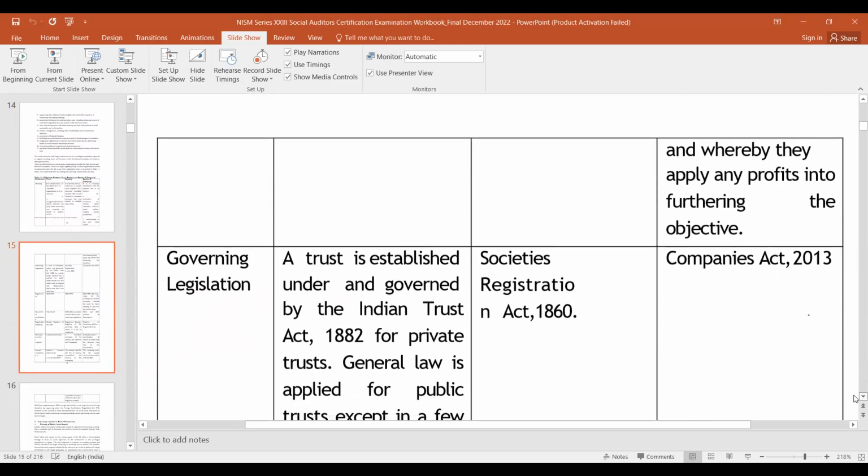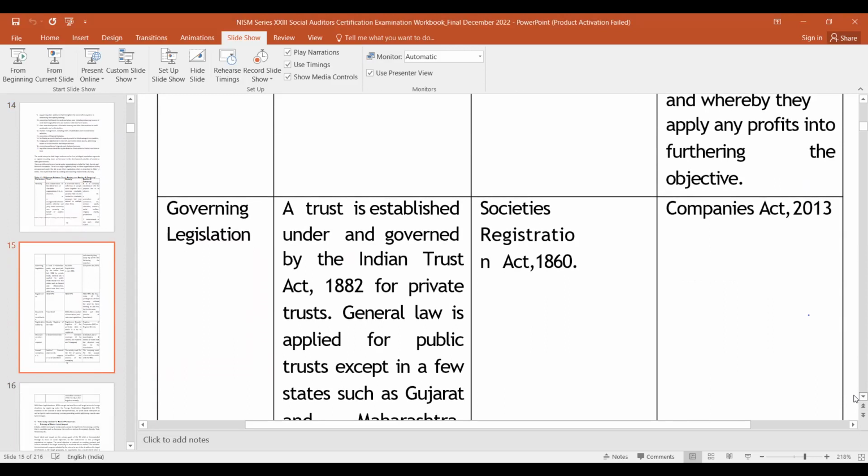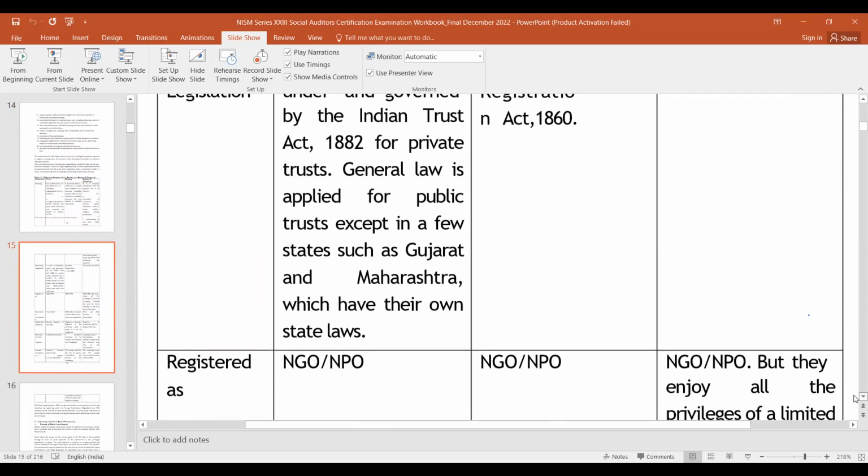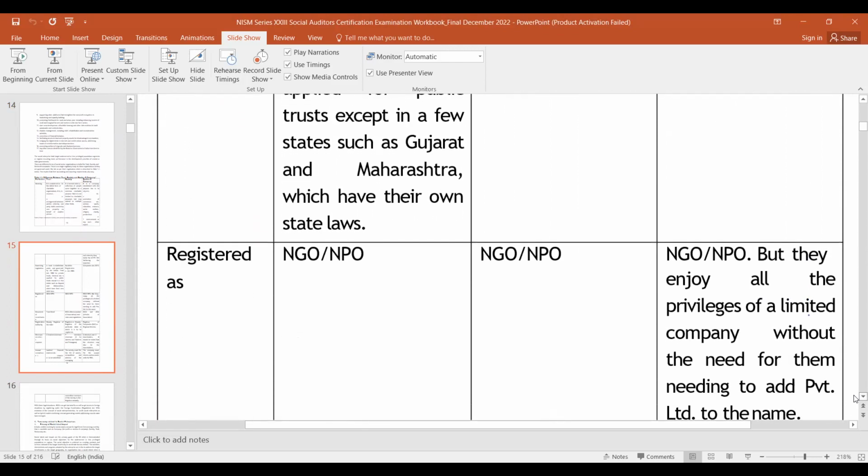Now, what is the governing legislation? These trusts are governed by the Indian Trust Act 1882. Societies are governed by the Societies Registration Act 1860. And companies are governed by the Companies Act 2013. Trusts are registered as NGOs or NPOs. Societies are also registered as NGOs or NPOs. These Section 8 companies are also registered as NGO or NPO, but they enjoy all the privileges of a limited company without the need to add private limited to the name.